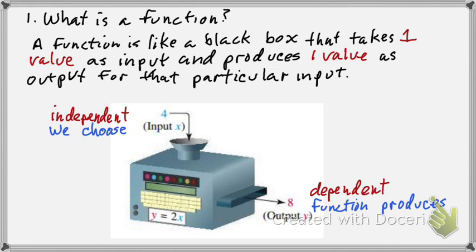Notice, though, here's the big deal. For any one value, I'm only getting one output. For one input, I'm only getting one output. If I get more than one output, it's not a function. It's something, but it's not a function. So what we get out as output is known as a dependent variable, and that's what the function produces. We call it y. It could be f of x. It goes by several names, but that's how that works.